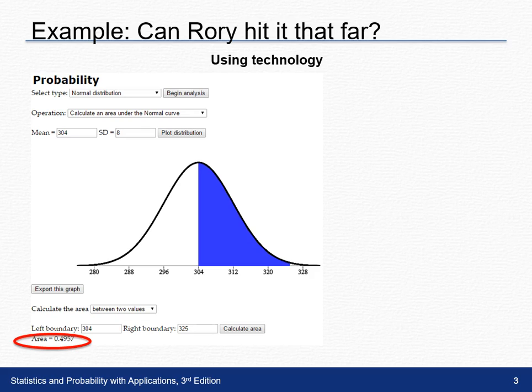If you'd like more practice determining probabilities with the normal curve, please try exercise 5.